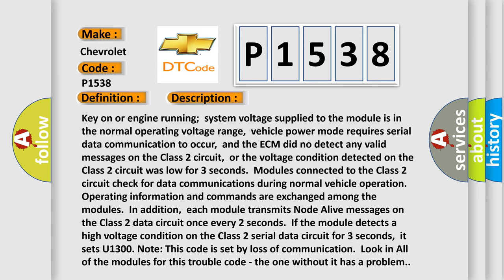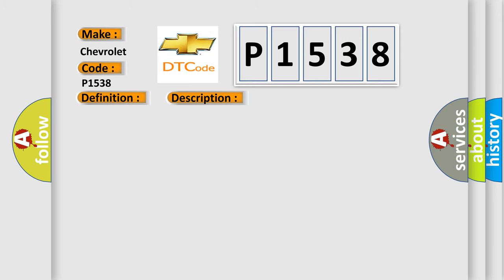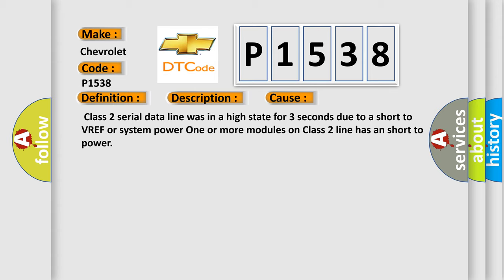If the module detects a high voltage condition on the class 2 serial data circuit for 3 seconds, it sets U1300. Note: this code is set by loss of communication. Look in all of the modules for this trouble code. The one without it has a problem. This diagnostic error occurs most often in these cases: class 2 serial data line was in a high state for 3 seconds due to a short to VREF or system power. One or more modules on the class 2 line has a short to power.